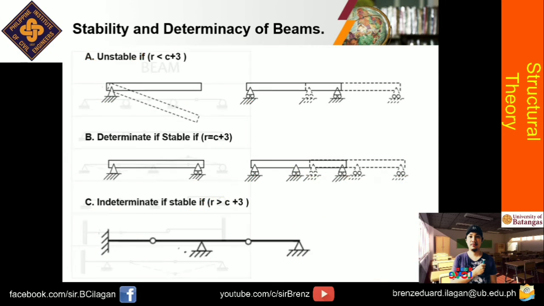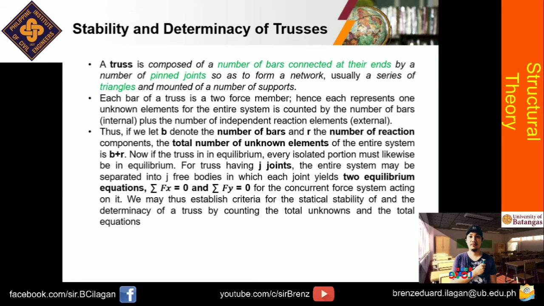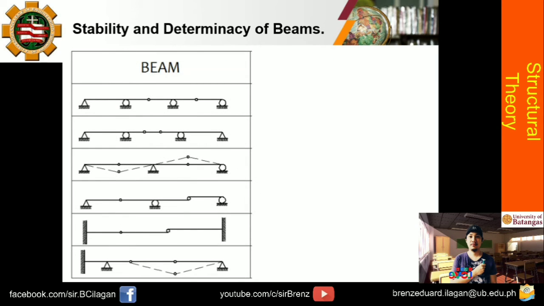Sabay-sabay natin isolve, okay? Sagutan natin yung mga practice problem pa dito. Sa figure, meron kang continuous beam as shown. Alamin natin yung mga given sa problem. Dito meron kang reaction, okay? Meron kang support na hinge.